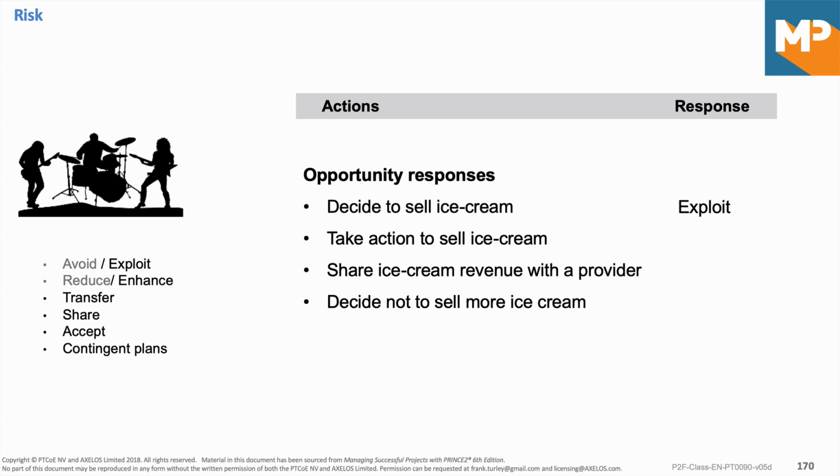The next one is we take action to sell even more ice cream. Maybe we do some deals, and that's where we do enhance. Then the next one is we share ice cream revenue with the provider. Of course, that's quite easy. We say share. Or we decide, no, ice cream is too messy, and actually we can sell a lot more beer. So let's just reject it, and we're just going to concentrate on selling more beer. So that's it. That's a good example of the responses in risk. Hope you liked it.